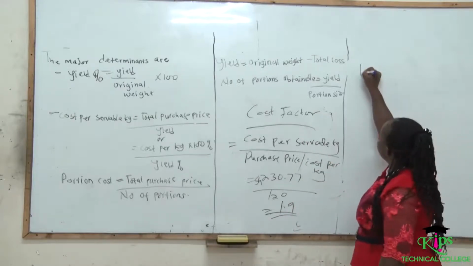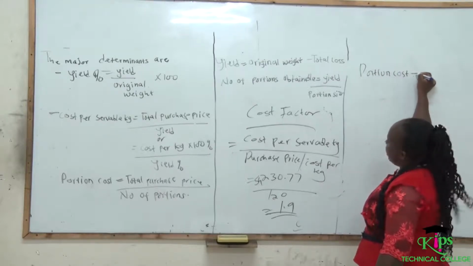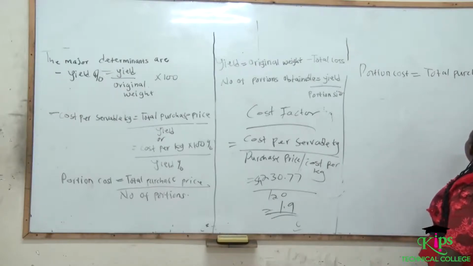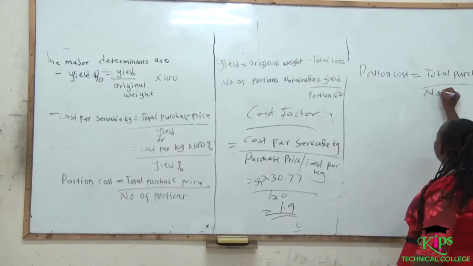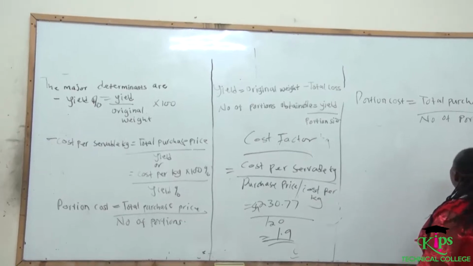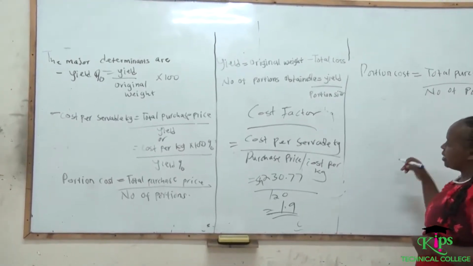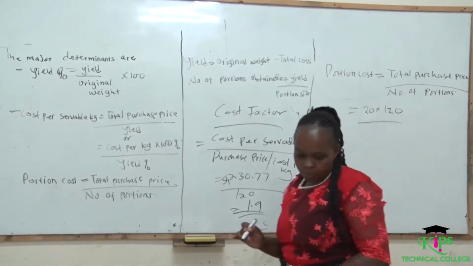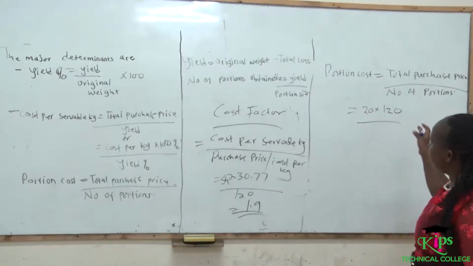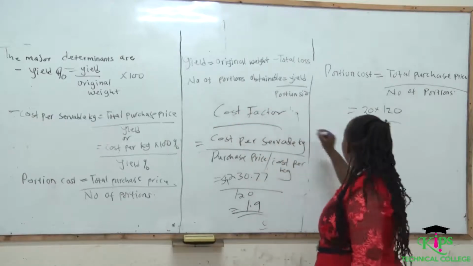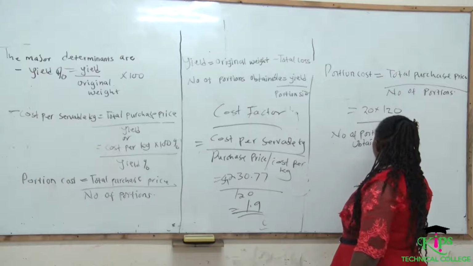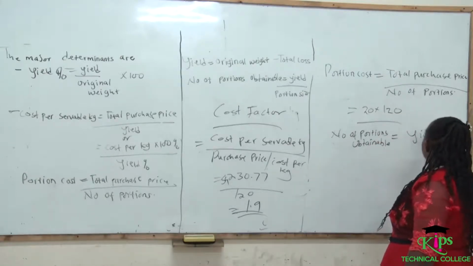The other thing that we are supposed to calculate is the portion cost. The formula for getting the portion cost is the total purchase price divided by number of portions. For the total purchase price, we get 20 multiplied by 120. Then for the number of portions, the formula for number of portions obtainable is yield divided by portion size.